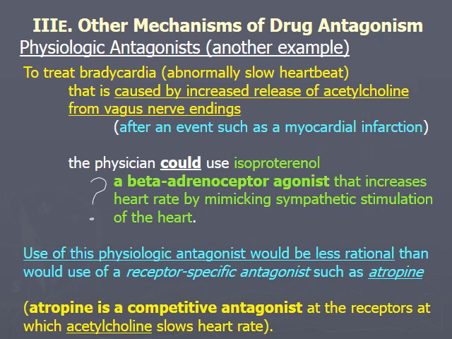Okay, so are you feeling okay now with the difference between physiologic antagonist, chemical antagonist, partial agonist, full agonist?